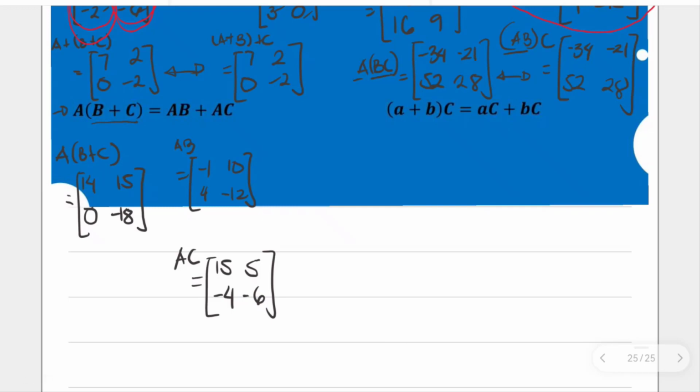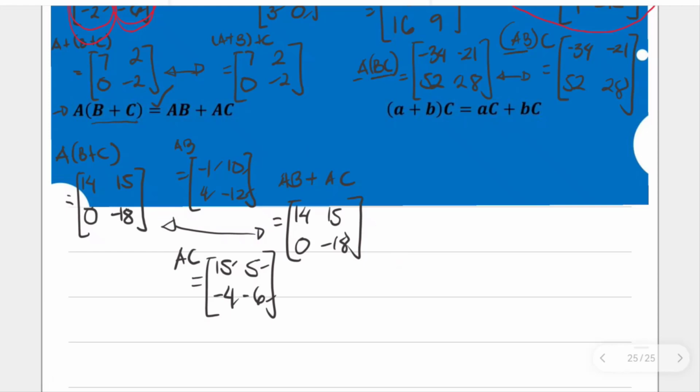-6. So if I'm going to add AB and AC, so -1 and 15, that's 14. 10 and 5, 15. 4 and -4, 0. -12 and -6 is -18. See? They have the same results, therefore, the left distributive property also holds.